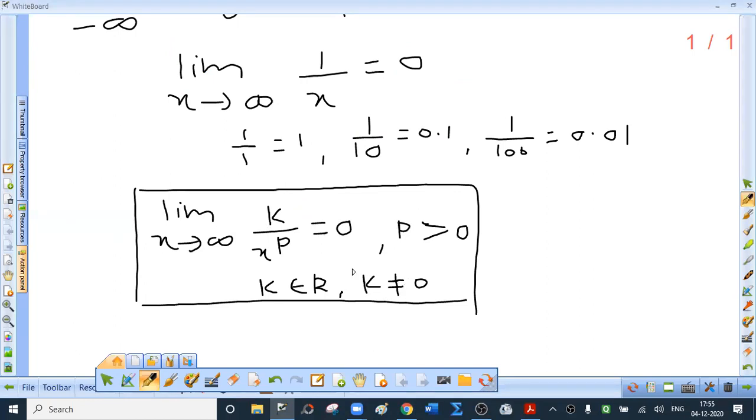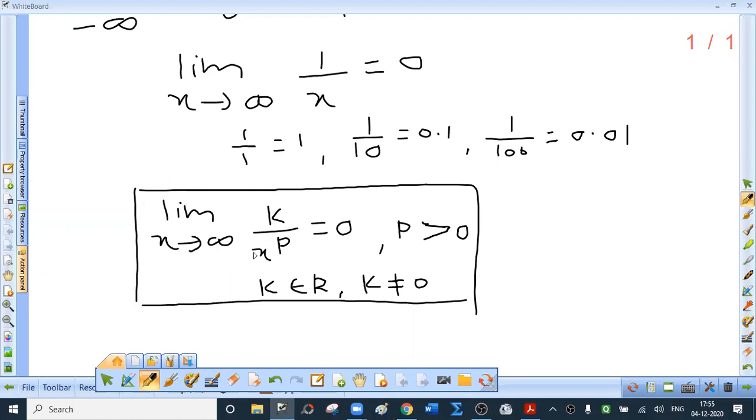Now this is quite logical. Why say p greater than 0? Because if I say p is minus 1, then this becomes 1 upon x raised to minus 1, that is x. So limit of x as x tends to infinity is infinity. This means the denominator should be a positive power of x, right? And you can use this as a standard limit.